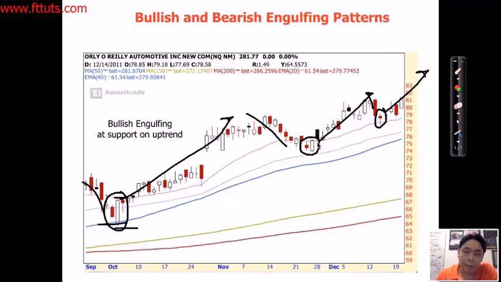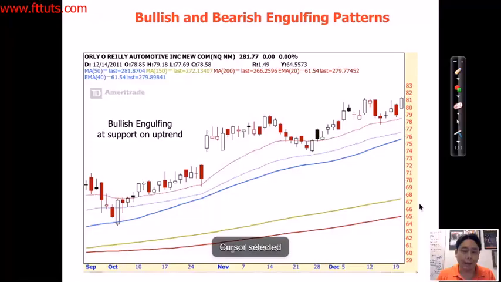Now, I don't particularly like this one because you can see that it is a bullish engulfing pattern, but it is not at some kind of support level. Ideally, you want it to be at a support level, like a trend line or moving average. This one is appearing somewhere in between, nowhere, right? It still works, but ideally, again, I want to see a support level, right? Okay, so those are engulfing patterns.